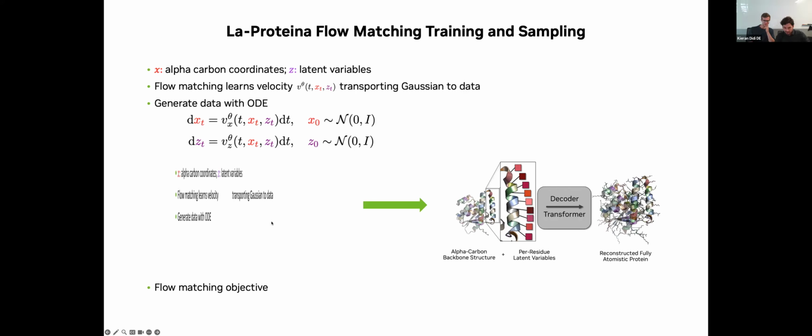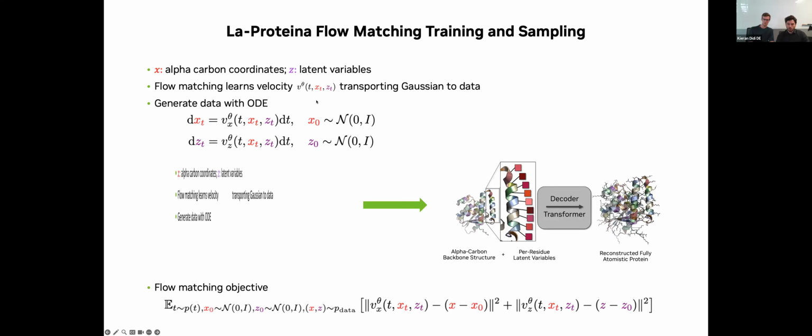It's the flow matching figure again. You start from Gaussian noise, you produce your samples from the data distribution, which involve the C alpha coordinates and the latent variables, and then you feed them through the decoder to get your protein. And this is how we train this velocity with a flow matching objective. This is your standard flow matching objective.